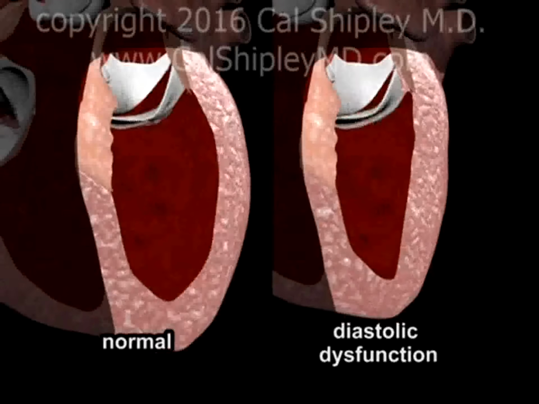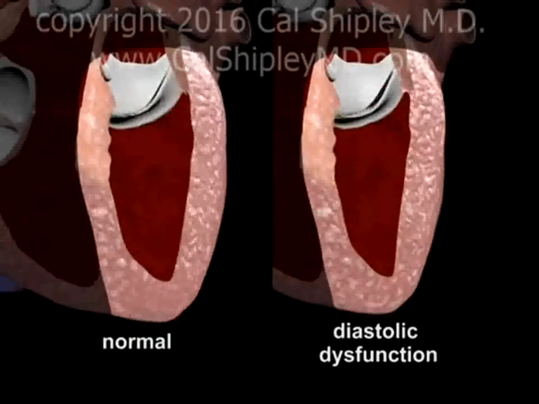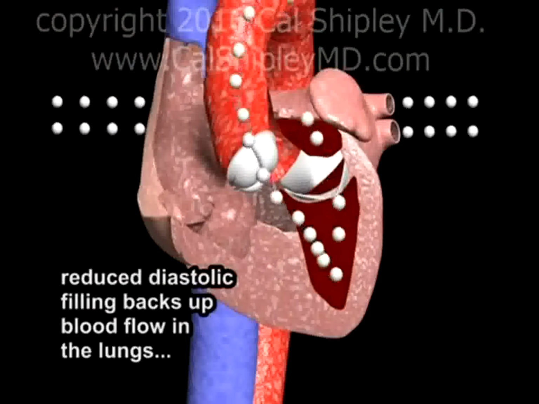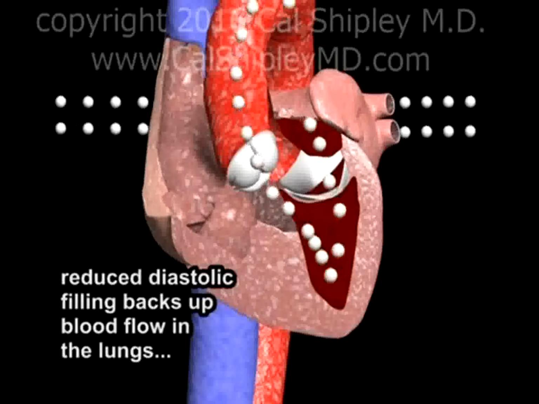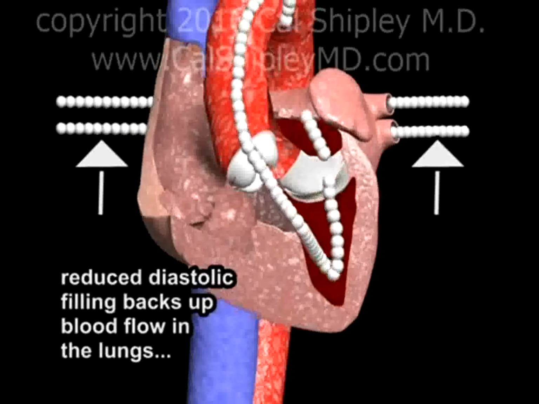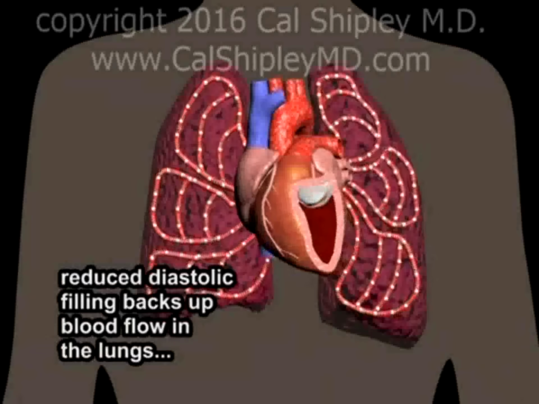The decreased filling volume of the left ventricle in diastolic dysfunction has the same effect on blood circulation through the lungs as systolic dysfunction. Because the left ventricle can accept less blood per cycle, blood flow through the lungs is backed up, resulting in increased pulmonary blood pressure, leakage of fluid, and pulmonary edema.